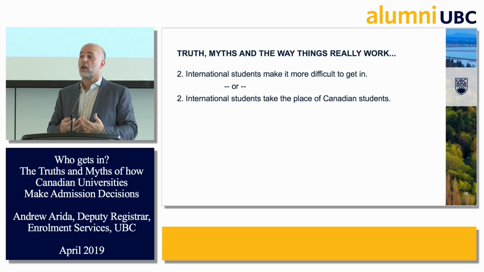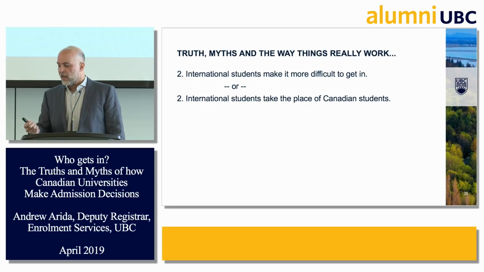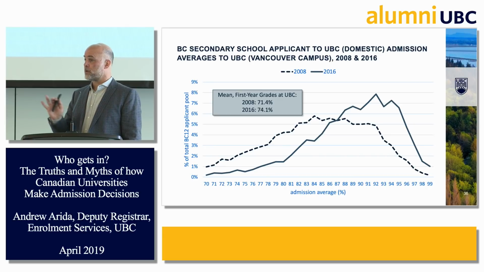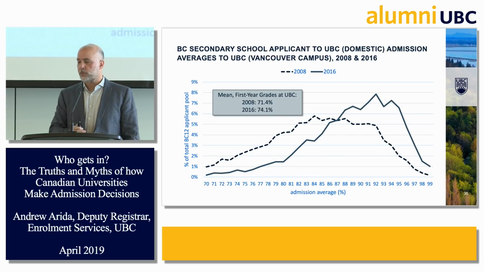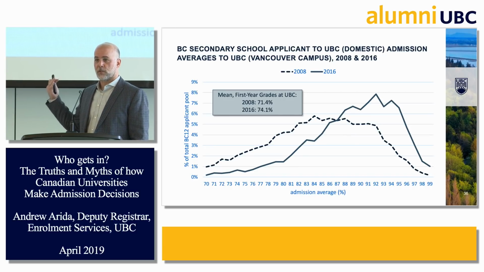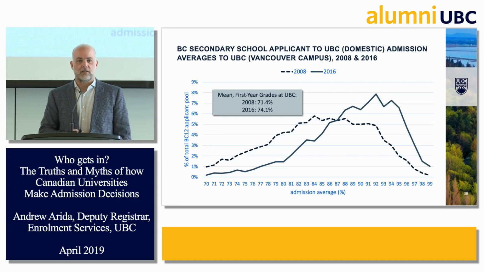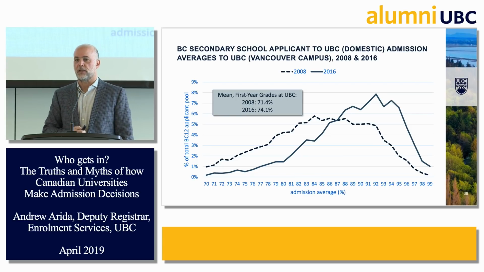So with that in mind, people always say, okay, well, that explains why international students are not making it more competitive, but then why is it getting so much harder to get in? This is the reason why it's getting so much harder to get in. This graph shows the admission averages of BC high school students, so no international students, just BC students, over a 10-year period. On the left, you have the percentage of the applicant pool. On the bottom, you have the grades. Obviously, the higher the grades, the more to the right you are. This is what the distribution of grades looked like in 2008. This is what the distribution of grades looked like in 2016.